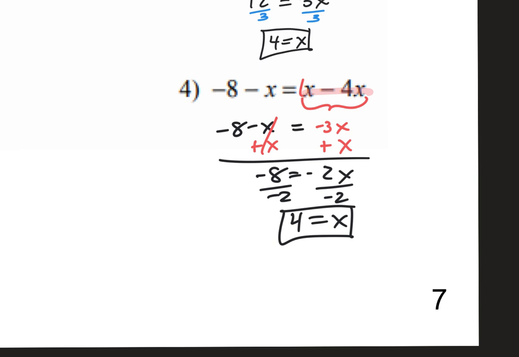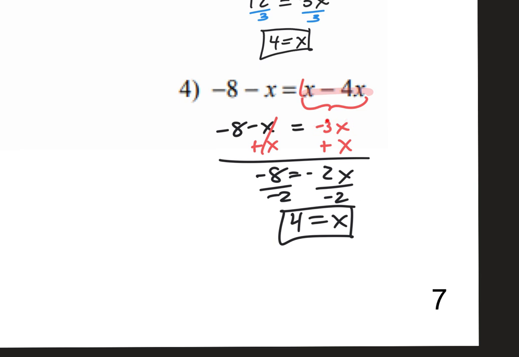Okay, on this one, I kind of broke my own rule, and I'll explain why. Let's start off with combining like terms. This is really 1x minus 4x, which makes negative 3x. And then, really, this would be the bigger term, so I could add 3x over here. But then I'd have to add the 8 to the other side.